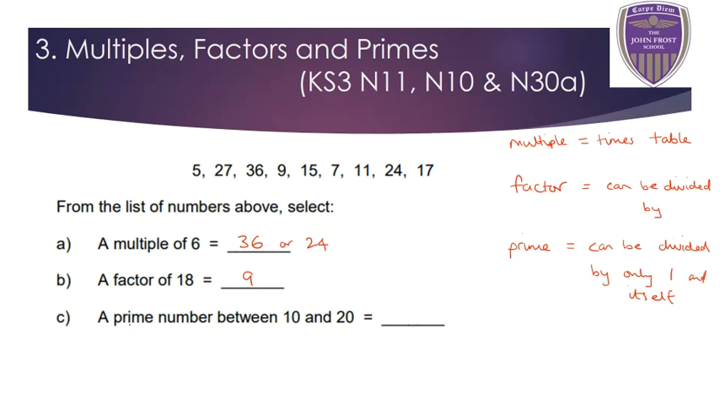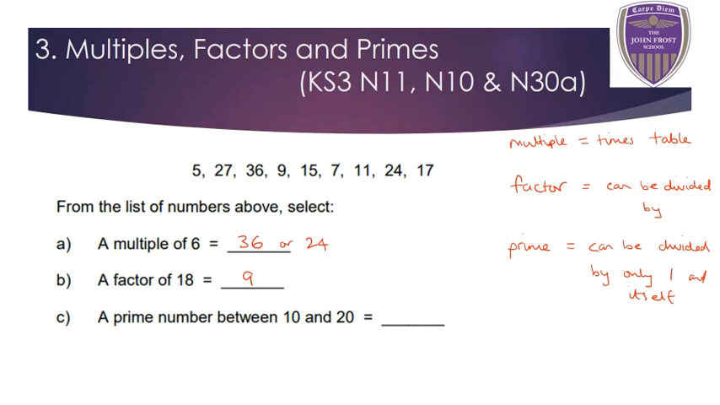So we're not just looking for a prime number here, we're looking for a prime number between 10 and 20. So straight away, when we go through this list, any number that's not between 10 and 20 can be ruled out. So 5 won't work. 27 won't work, 36 won't work, 9 won't work. 15 is the first one in the list here. That's between 10 and 20, but that doesn't mean that it's prime. If you think of 15, you can do 1 times 15, but you can also do 3 times 5, so that doesn't work.